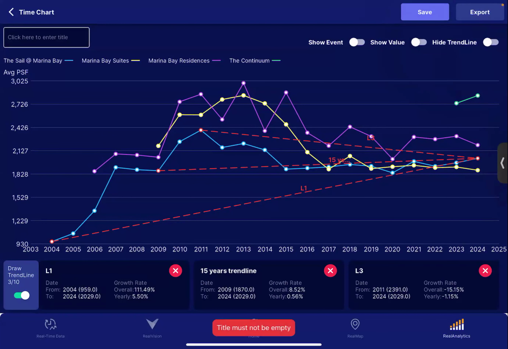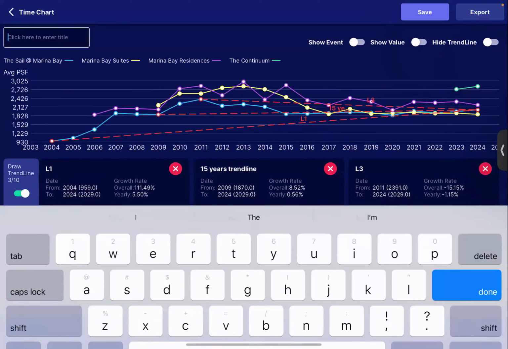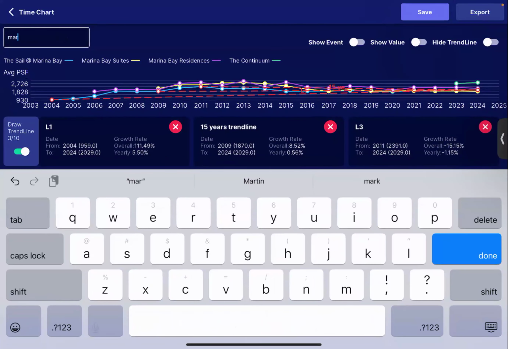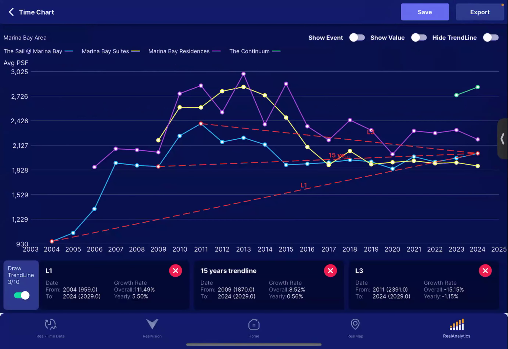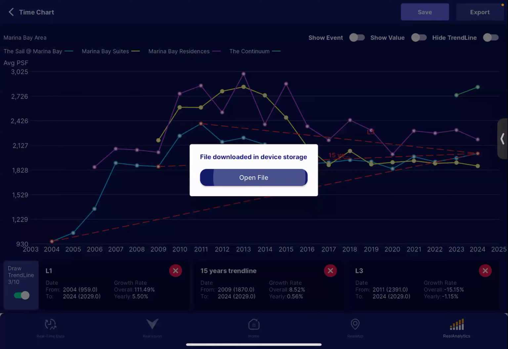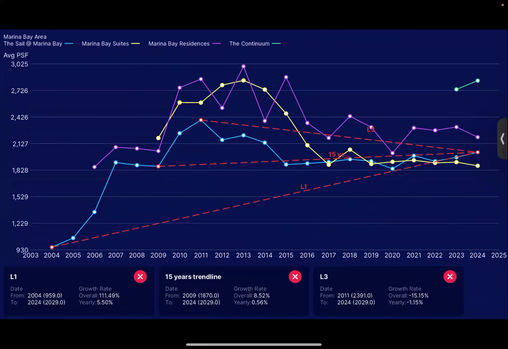If you export, type in the title, Marina Bay Area. And I export. File downloaded. That's a picture. So everything will be here. Okay, shows you the trend lines, everything. You can share this picture with your client.